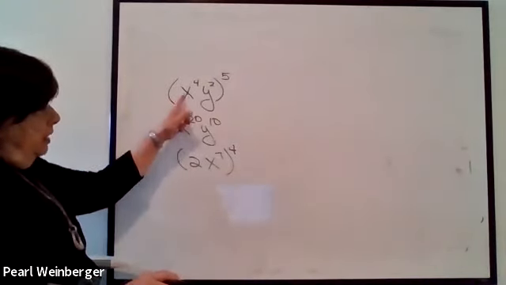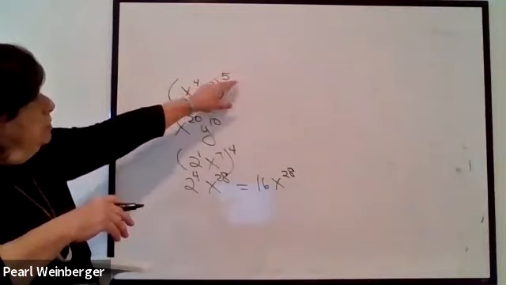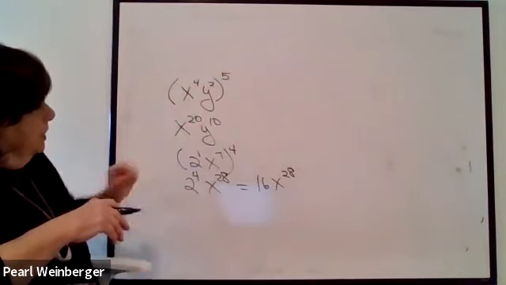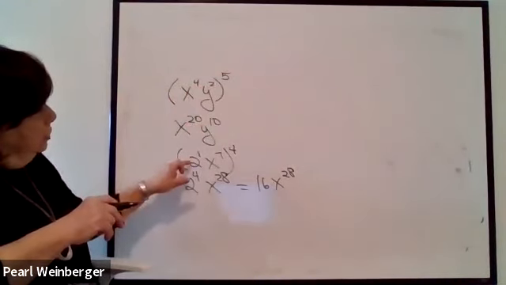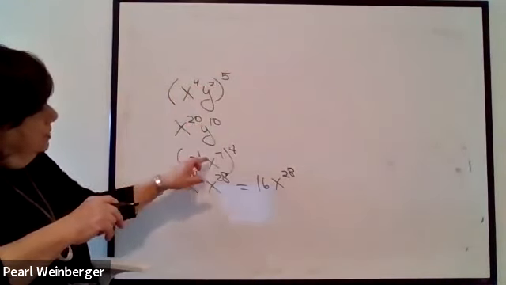Here we had to do the x to the 4th to the 5th power to get the x to the 20, and the y to the 2 to the 5th power to get y to the 10. Here, when we had 2x to the 7th to the 4th power, we had to do 2 to the 4th power, which gave us a 16. And the x to the 7th to the 4th power, the 7 times 4 gave us 28, so that gave us x to the 28th.